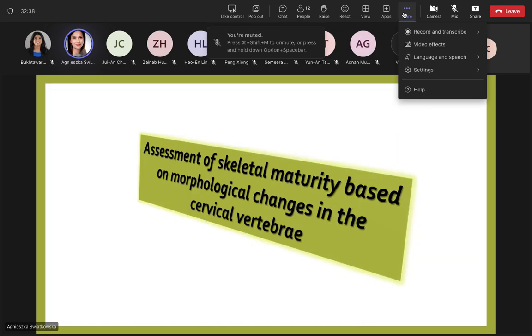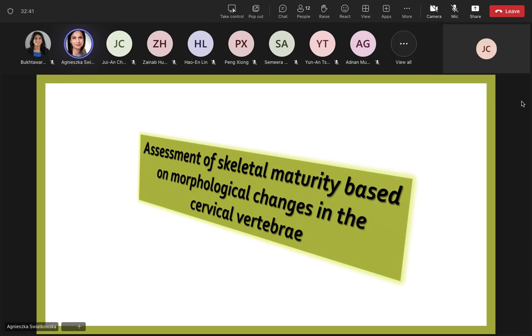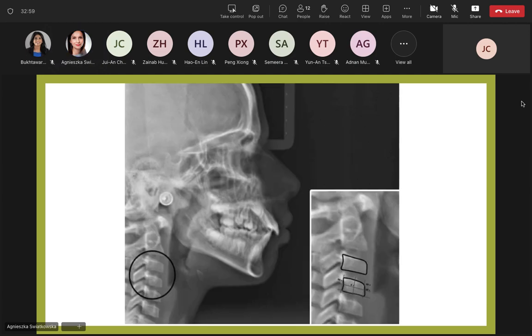Are you recording or not? What we use nowadays, we assess the skeletal age when we look at the patient's cephalometric X-ray, and we look at the morphological changes in the cervical vertebrae. So if we make a cephalometric X-ray, we can see the soft tissue and the bone tissue of the whole patient's head, and additionally we should see the second, third, and fourth vertebrae.